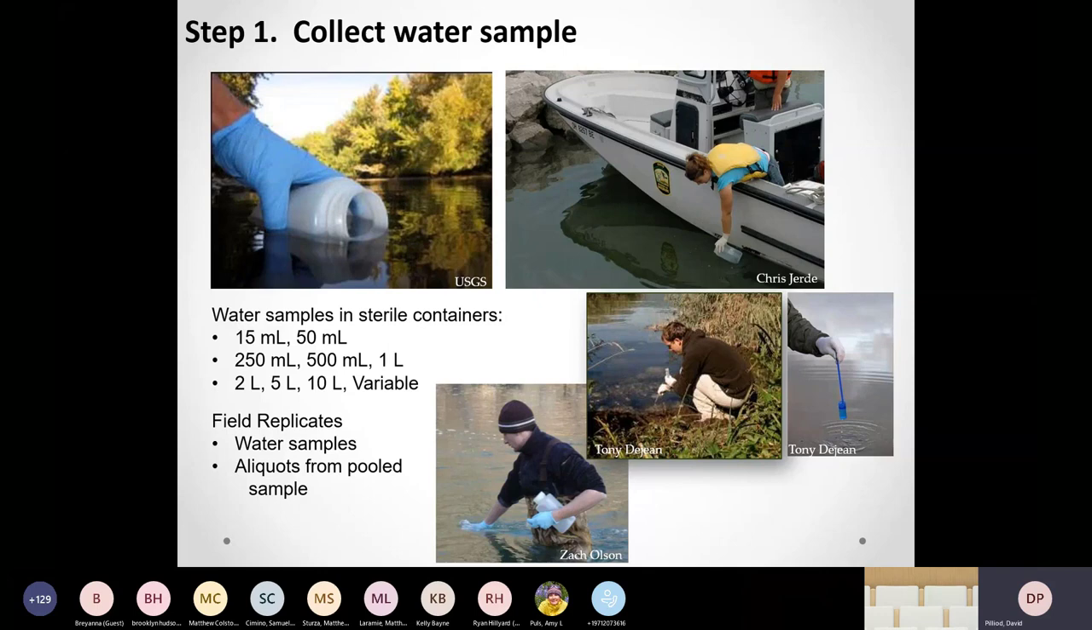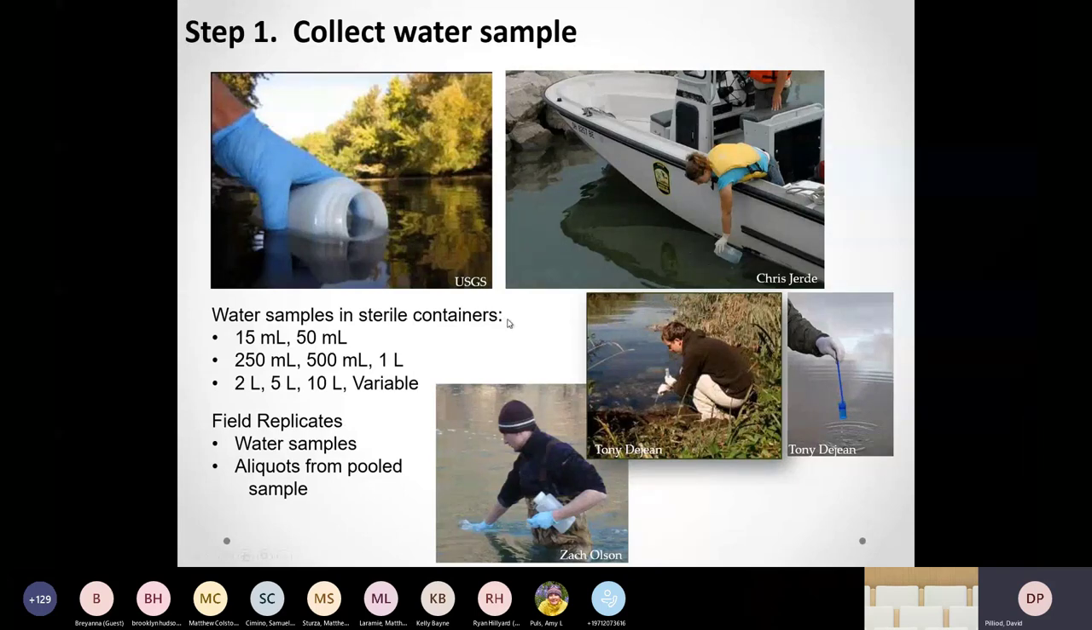We use Whirl-Paks instead of Nalgenes because they're disposable and single-use and easy to work with, and they come in a variety of sizes. Samples vary. It really depends on your question. We'll talk a little bit about that, but anywhere from 15 milliliters up to a variable amount, where now there's instruments that can pump. And you can let it pump until a filter clogs, or you can let it pump at a certain amount, turning on and off automatically throughout the day, for example. And so we're really moving into new directions in terms of how much water to collect.